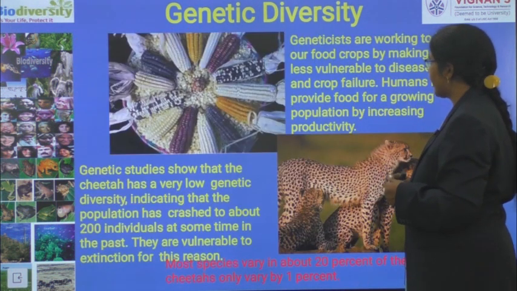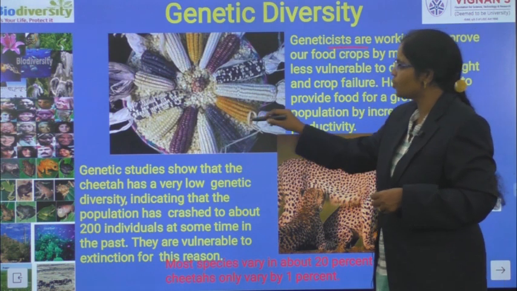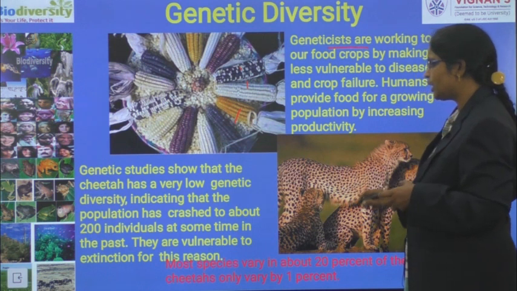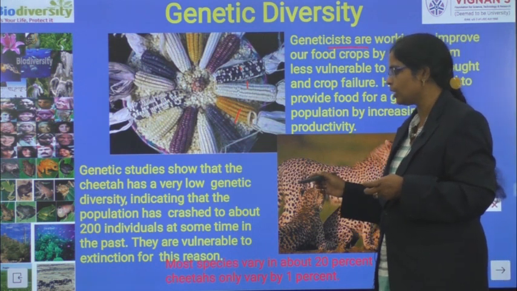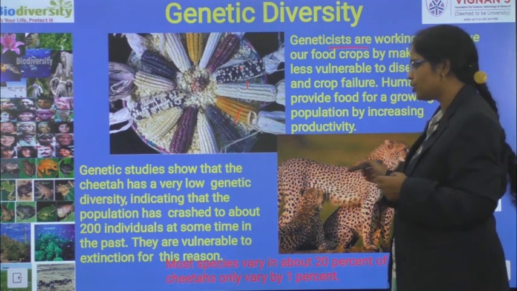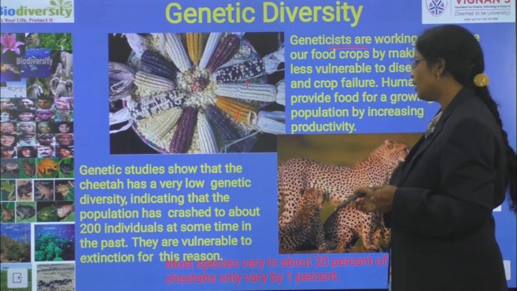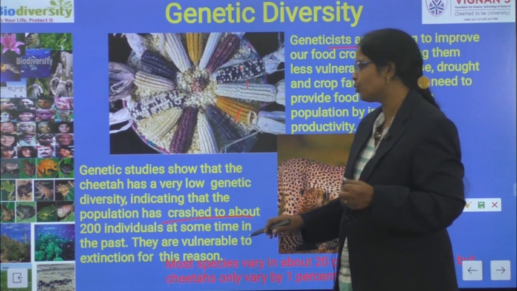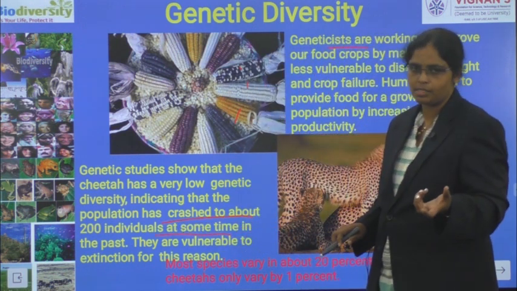So, these are a few more examples. Here also, because of the changes in the genes, we can observe the variety of corns. And here also the cheetah: because of the low genetic diversity, the population of this cheetah is going to be in danger. Here you can see the population has crashed to only about 200 individuals at some time in the past.